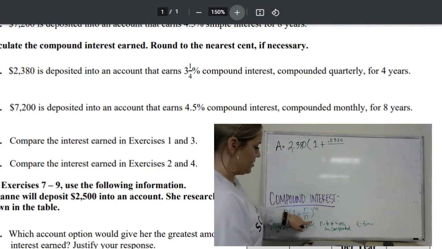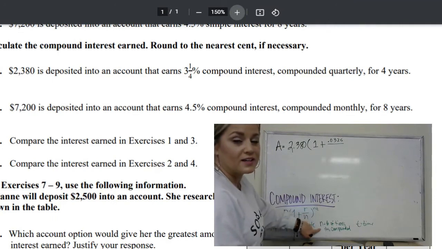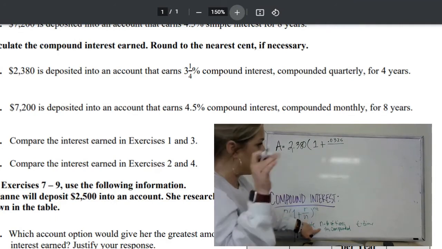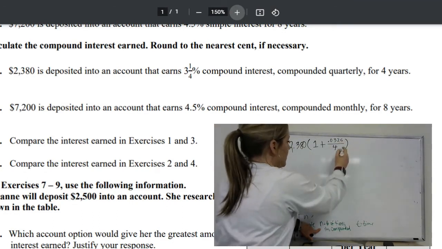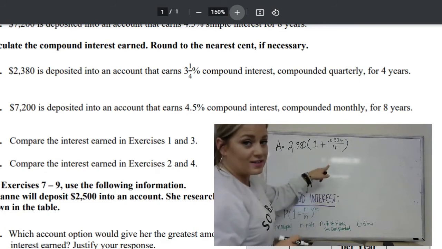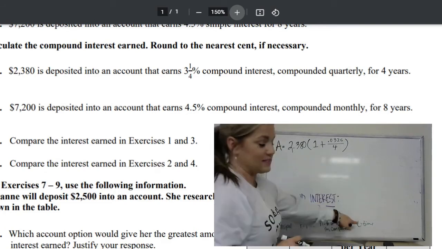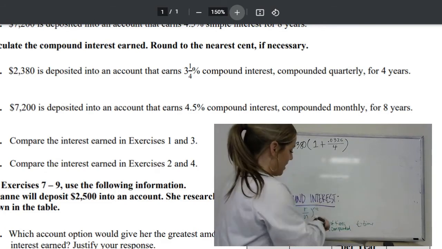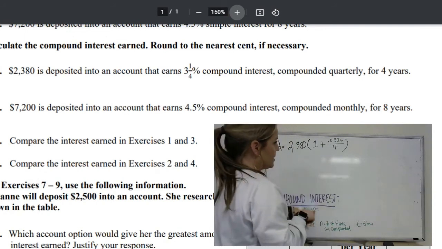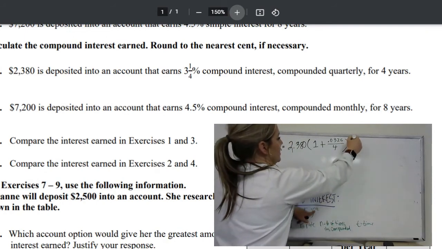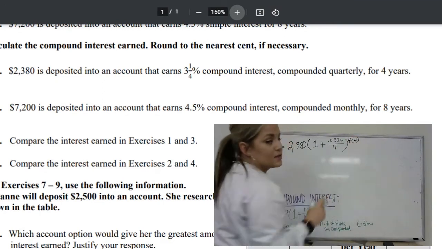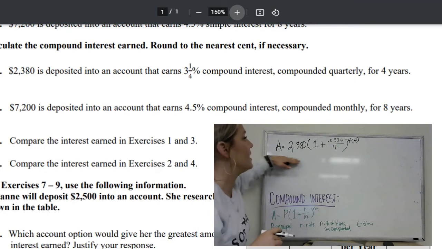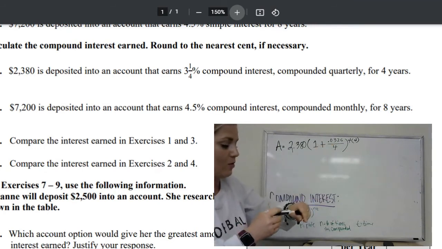n, which is the number of times it's compounded. It's compounded quarterly. We know that's 4. So we're going to divide it by 4, close parentheses, and then it's raised to the nth power times t. So the number of times it's compounded is quarterly times the time, which is 4 years. Okay, so we're going to plug this into our calculator exactly like we have it.